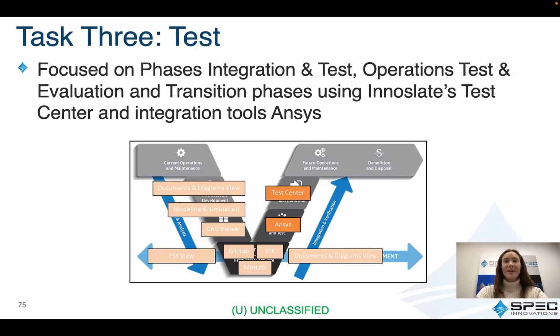To complete Task 3, test the lunar rover prototype, Innoslate's Test Center and integrated tool ANSYS were utilized throughout the following processes demonstrated in this web series video. In the Systems Engineering V model, this work took place during integration and test, operations test and evaluation, and transition.